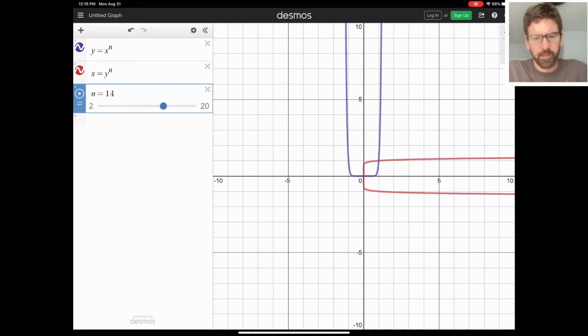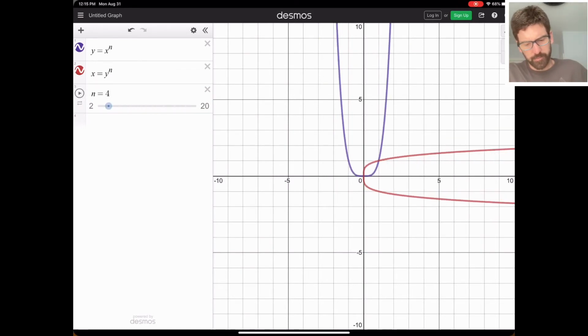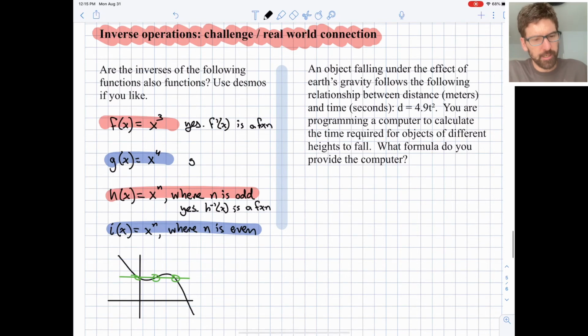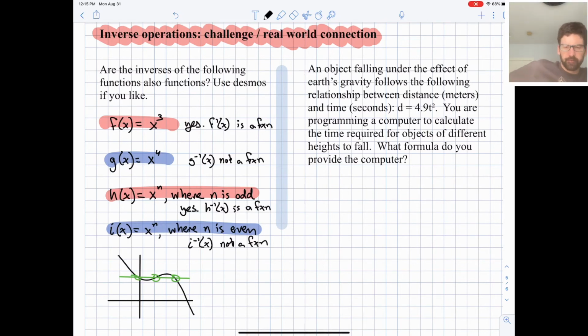Let's go ahead and summarize that back in our notes. Actually, let me be clear. The original thing is a function, but g inverse of x is not a function. And h inverse of x is also not a function. Hopefully that clarified things a little bit about vertical and horizontal line tests.